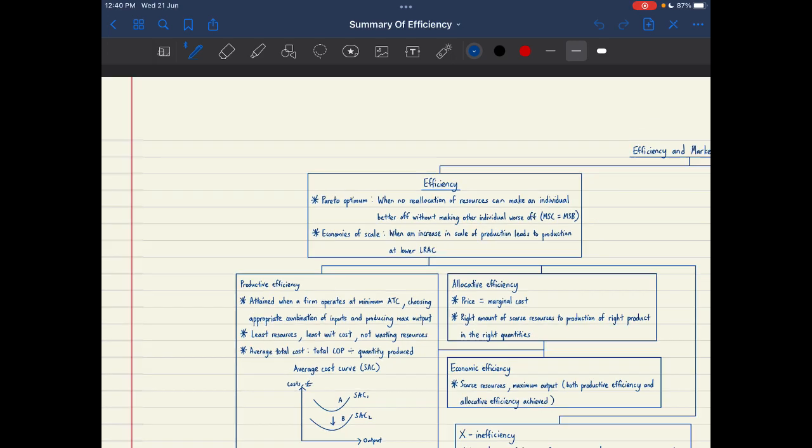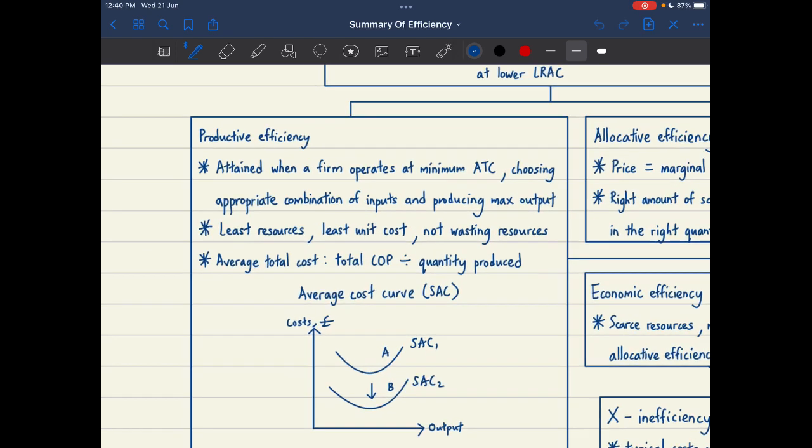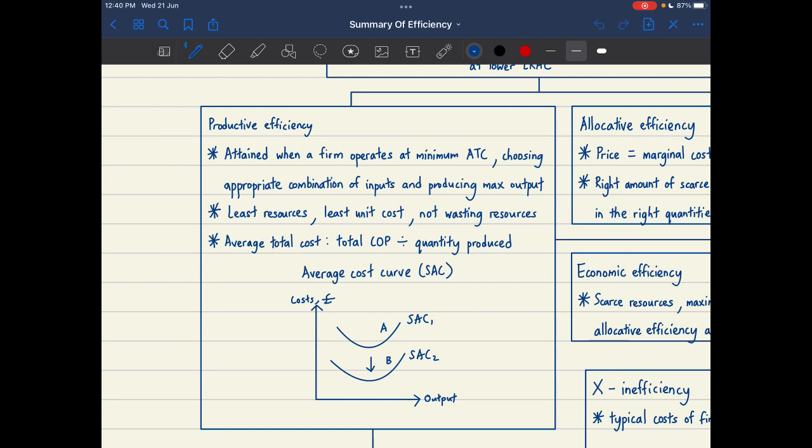Okay. And then for efficiency, there are two main categories. One is productive efficiency, another one is allocative efficiency. Productive efficiency is basically when a firm operates at minimum average total cost, choosing the appropriate combination of inputs and then producing the maximum output that they can.